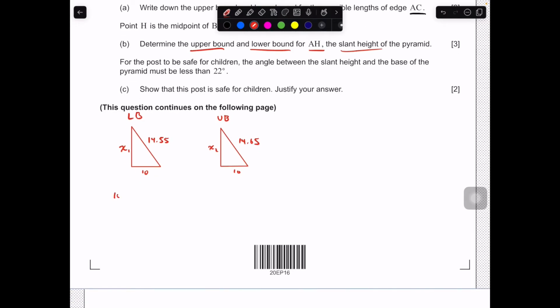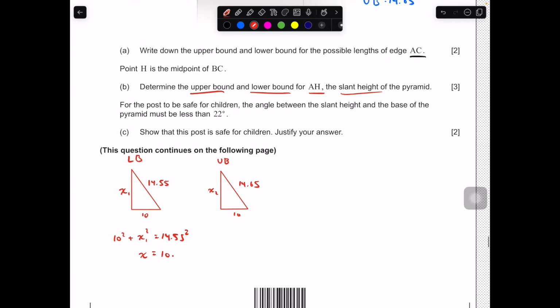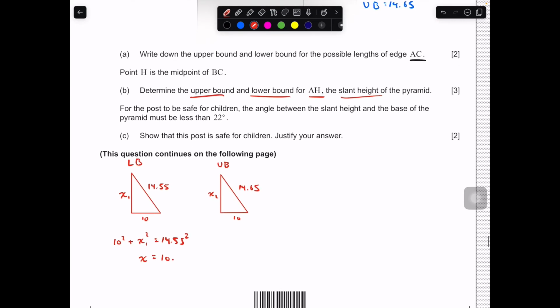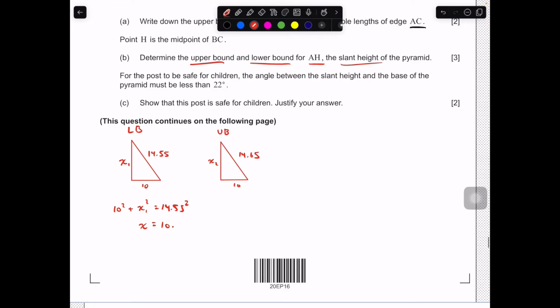So what do we know? We know 10 squared plus x1 squared is equal to 14.55 squared. Sorry, a squared plus b squared equals c squared. That's essentially what we're doing. We're applying our Pythagorean theorem. So I'm going to work this out. 14.55 squared minus 10 squared. Take the square root of all that. The absolute lower bound for x is going to be 10 point. Do they ask us any decimal places? Determine the upper bound and lower bound. Okay, so it's actually just going to be 10.568 or 10.6.